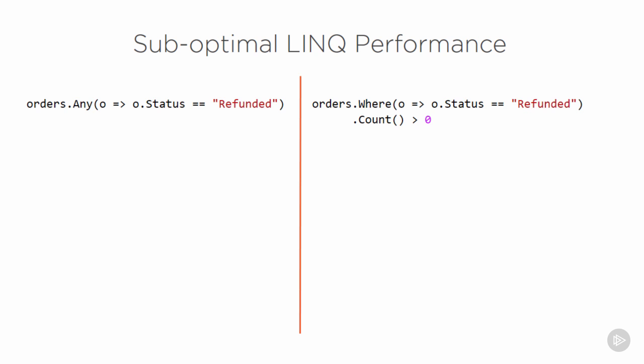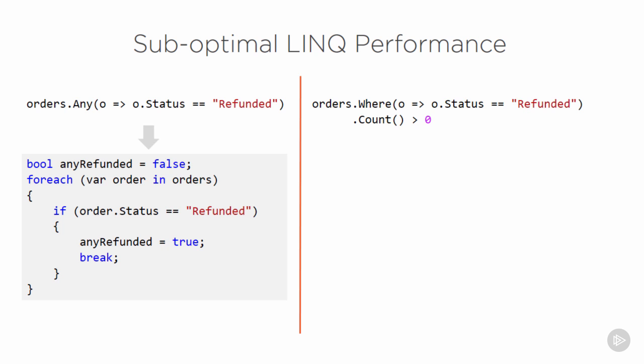And many developers will write this sort of thing probably because they've forgotten about or maybe even didn't know about the Any method. And this code will work and it will produce exactly the same result as the Any version, but it won't perform as well. And the reason is obvious if you know what's going on under the hood. The Any version is doing something like this. It's iterating through the sequence until it finds the first refunded order and then it breaks out of the loop.